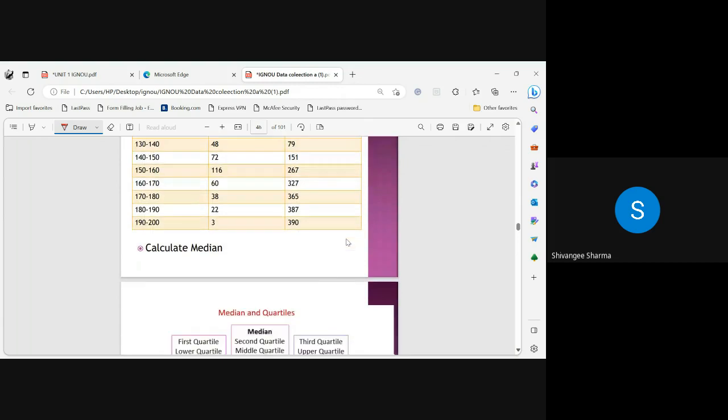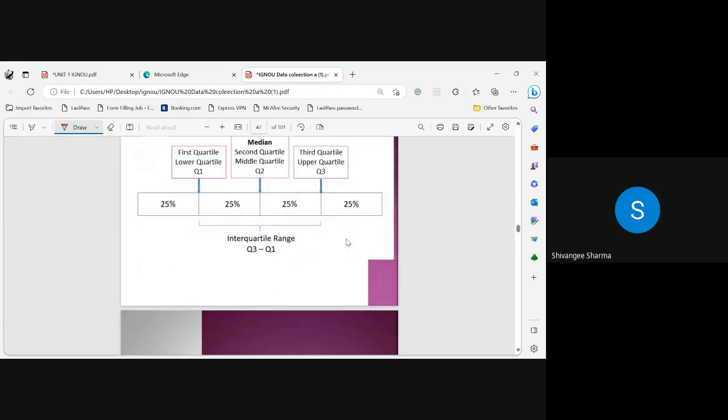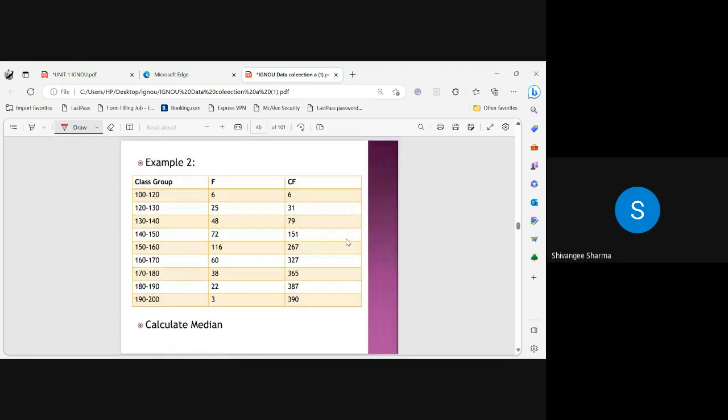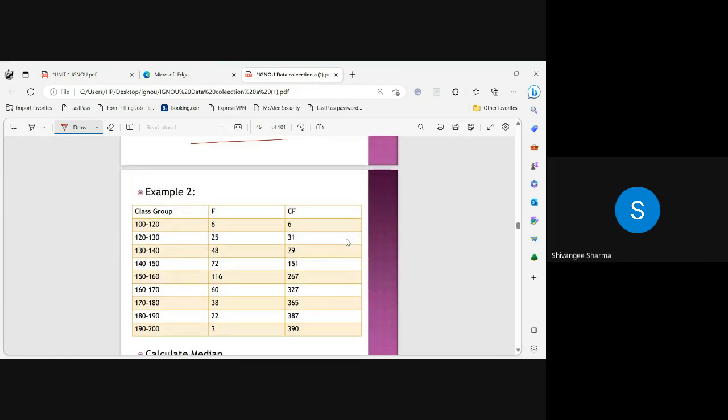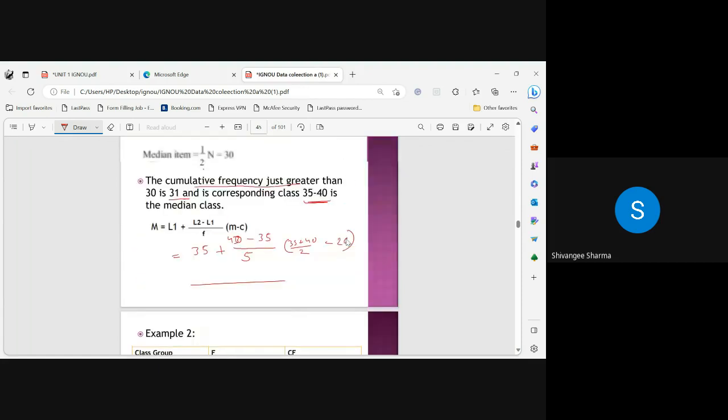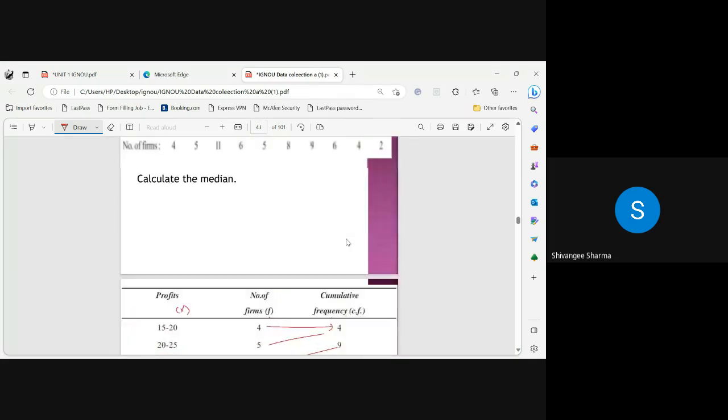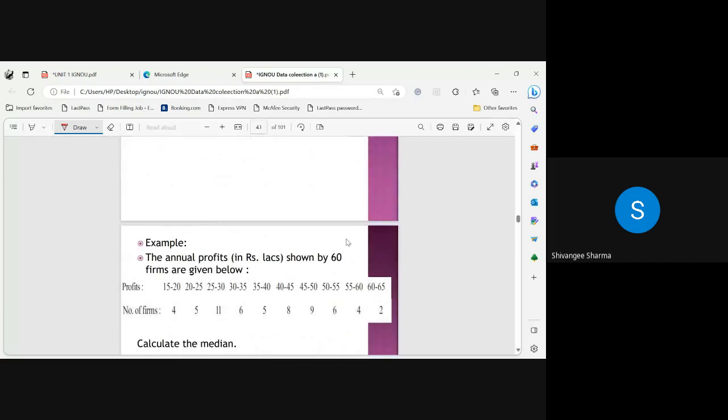There is one more example given to you. You can calculate with this also if you want. So this is how we calculate median for all the types of series: individual series, discrete series, and continuous series. In the next classes, we'll take some more examples of median, and then we will go to the mode, which is the next central tendency. It is also related to positional average, right? Median and mode, they both are the positional averages.